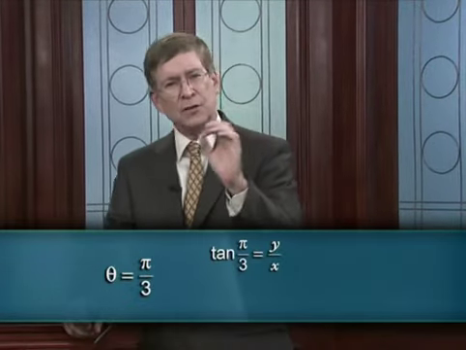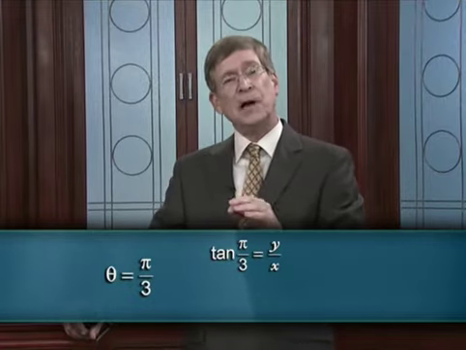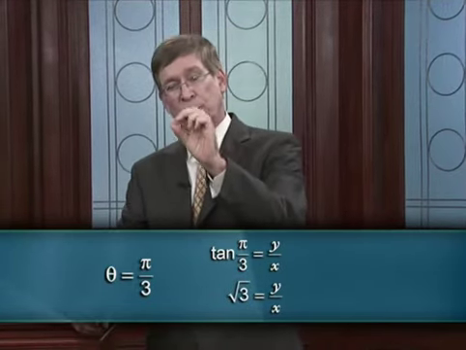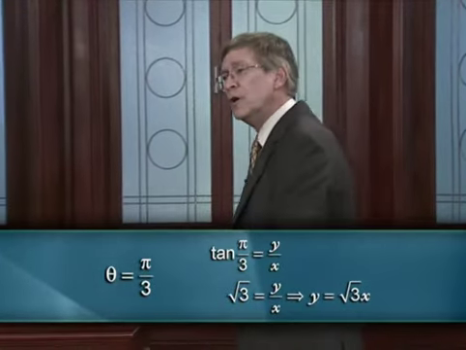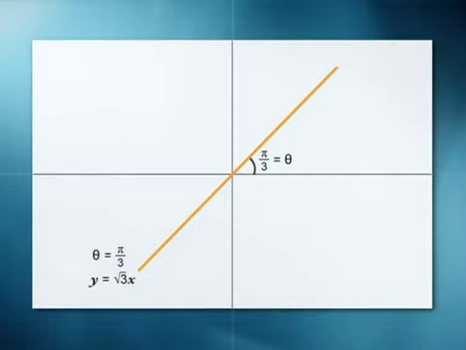Remember the formula, tangent theta is y over x, so tangent of pi over 3 is y over x. Tangent of pi over 3, what is that? That's the square root of 3. And so I get square root of 3 equals y over x, or y equals square root of 3 times x. That's a straight line, isn't it? That's a line of slope square root of 3, y-intercept 0. Here it is. There's the line y equals square root of 3x. And notice that it makes an angle of pi over 3, doesn't it? So that's kind of a neat way of describing a line. You just give its angle, and bingo, you got the line.